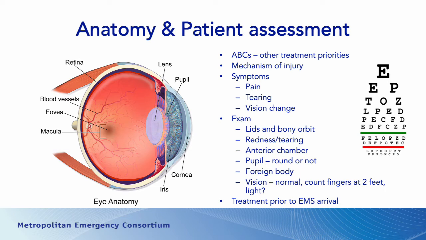Is it normal? Is it blurry? Can they see light? Can they see your fingers? If they can see your fingers, at what distance from the eye can they see your fingers? 1 foot, 2 feet, 5 feet. Can they count fingers? Can they see motion? If they can't see the fingers, can they see motion or can they see light? So it's some measure of their visual acuity.